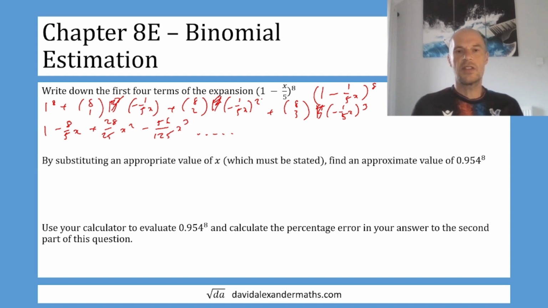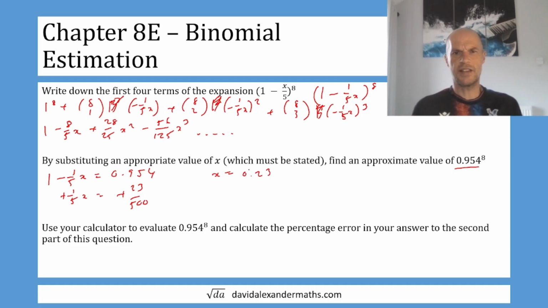Okay, so we've got this to the power of 8 and this to the power of 8. So what we need to do is to make the 1 minus 1/5 x equal to 0.954. So minus 1/5 x is going to be 0.954 take away 1, which is minus 23 over 500. So positive 1/5 x is positive 23 over 100. So therefore x equals 0.23.